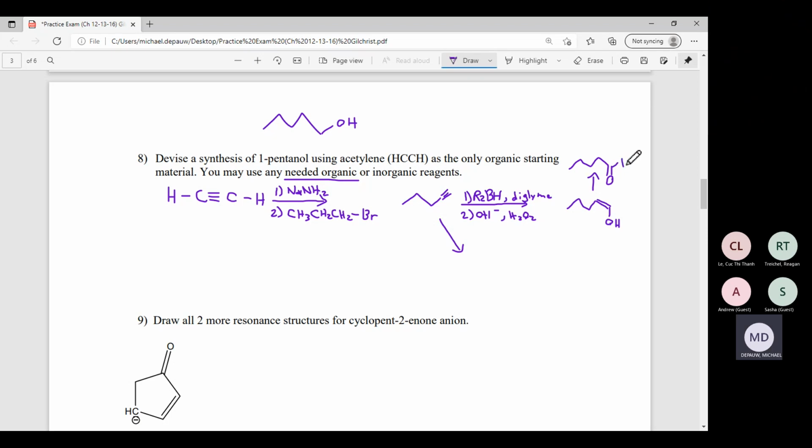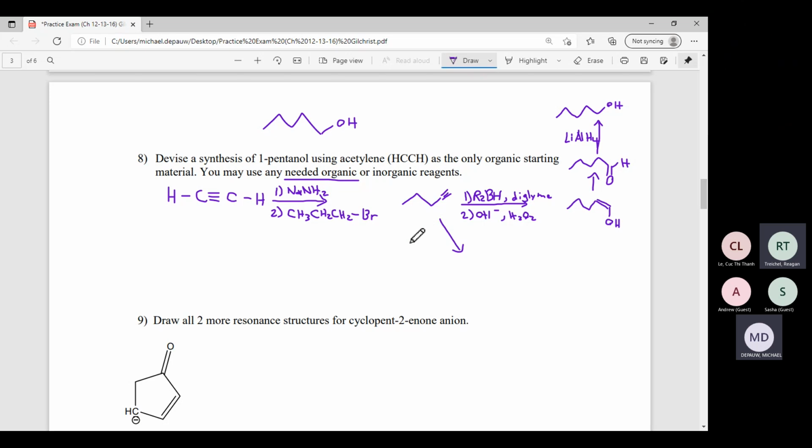And then once you have the aldehyde, you can go ahead and reduce it with lithium aluminum hydride probably, LiAlH4. And that gives you 1, 2, 3, 4, 5 carbons and an OH. Okay? Cool.